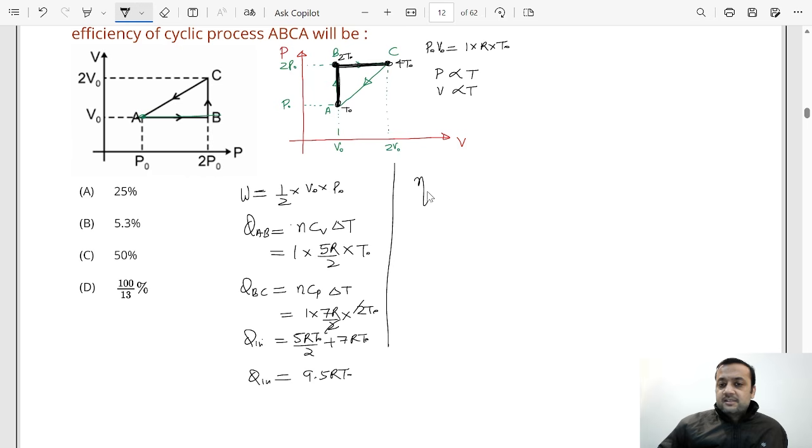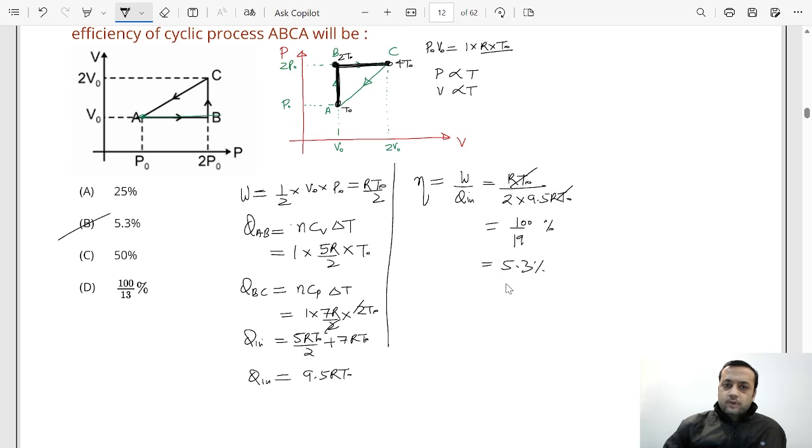And for efficiency, we can find work done upon this. P0 V0 you can write as RT0, so the work done will become RT0/2. Now this will become work done upon Q in, that means RT0/2 upon 9.5 RT0. RT0 will get cancelled, so this is 1/19. For the percentage, you have to multiply by 100, which is clearly 5.3 basically. Okay, so I hope you would have understood. All right.